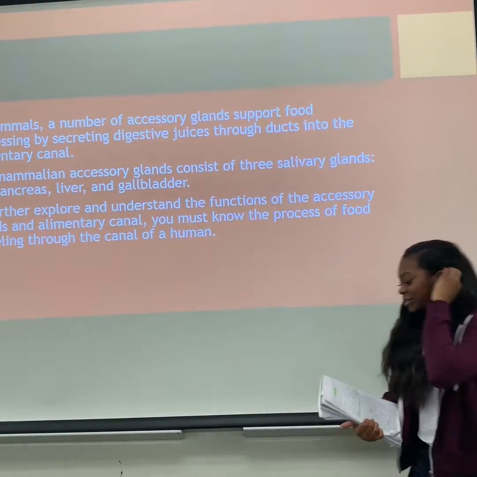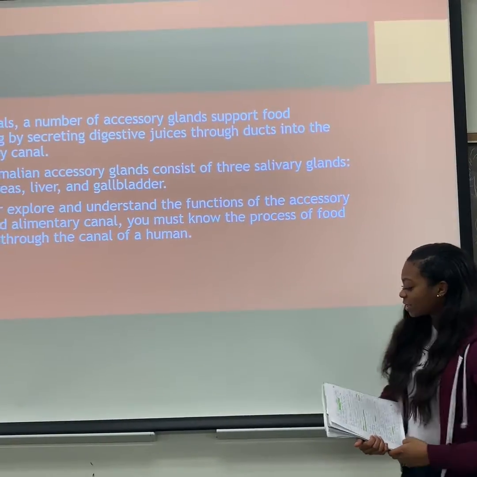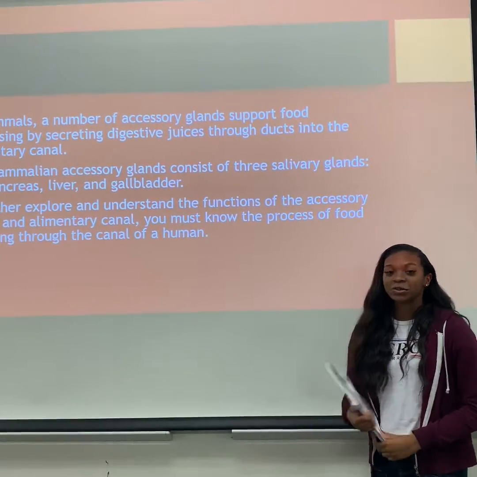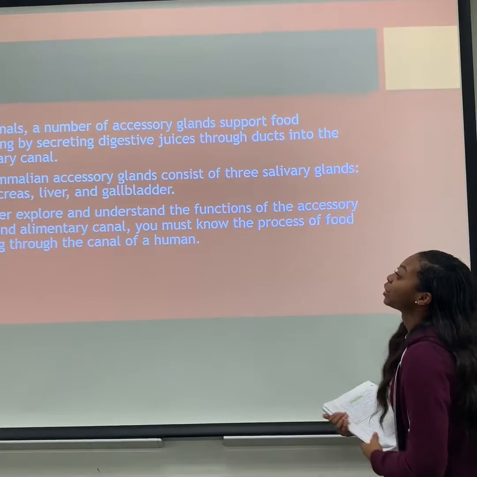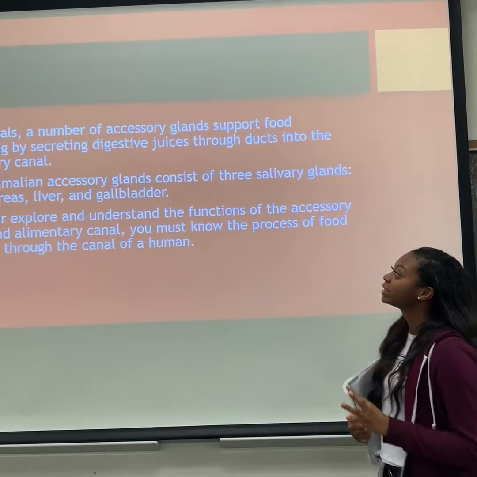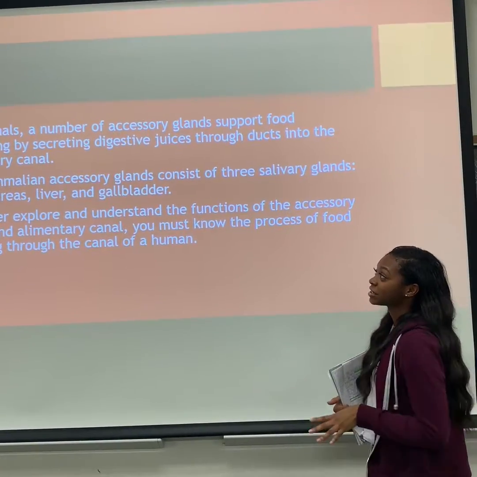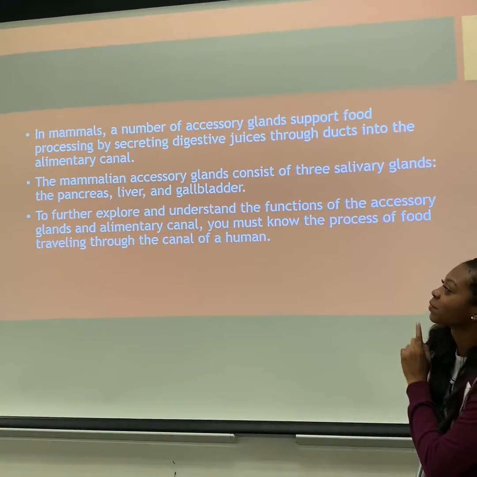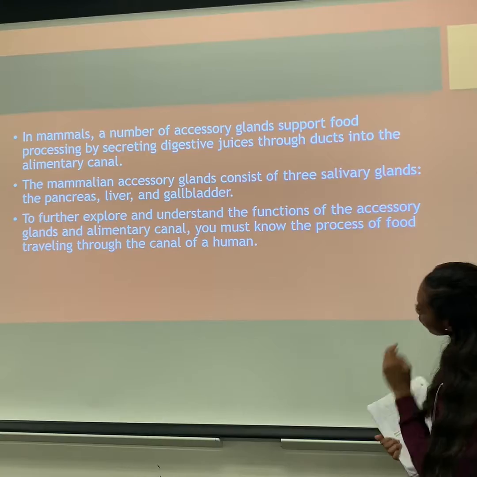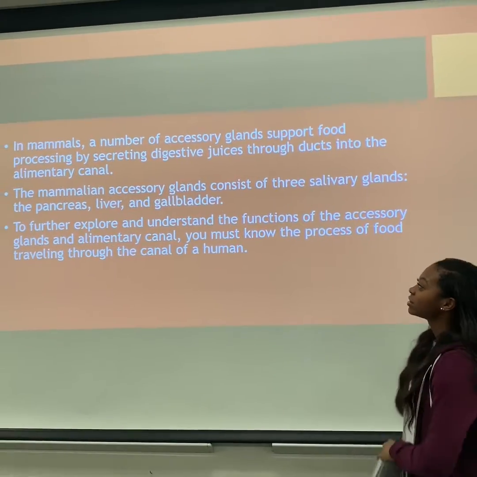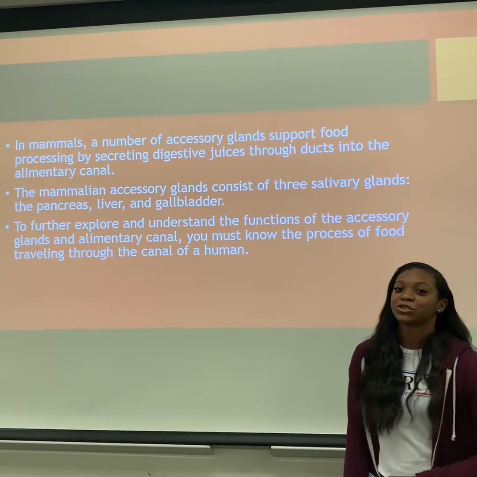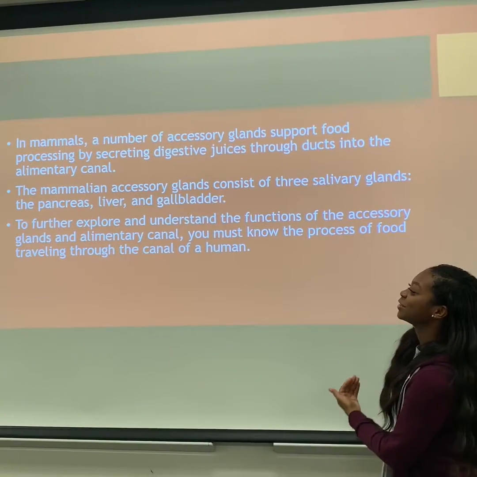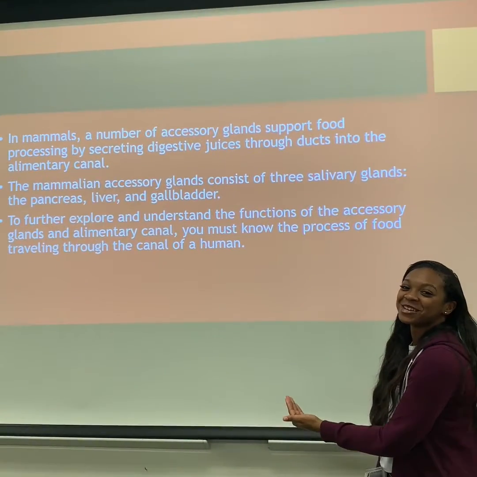In the previous section, you should have learned about the alimentary canal, but if not, it's the digestive tract in which food passes from the mouth to the anus. There are three main accessory glands, which consist of the pancreas, liver, and the gallbladder. To further understand the functions of the accessory glands, you must understand the process of food traveling through the canal.